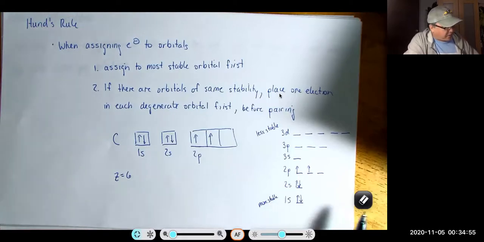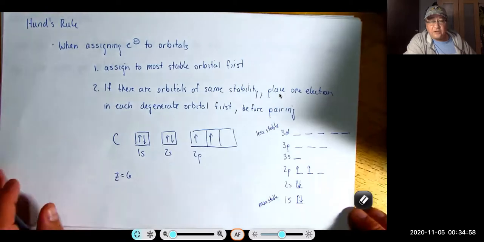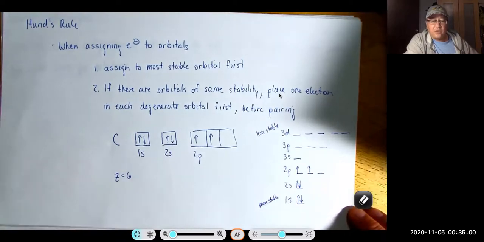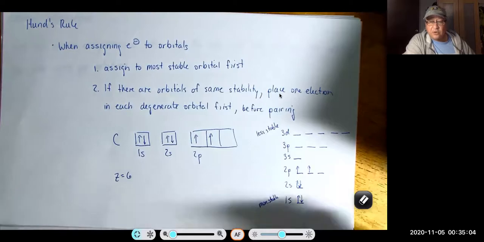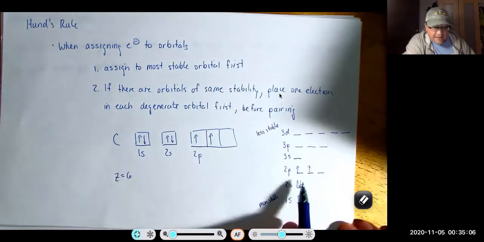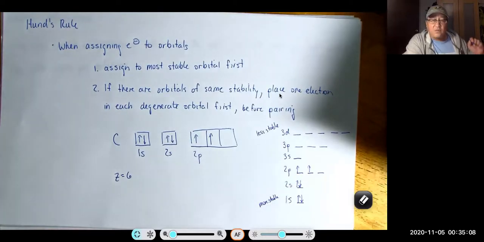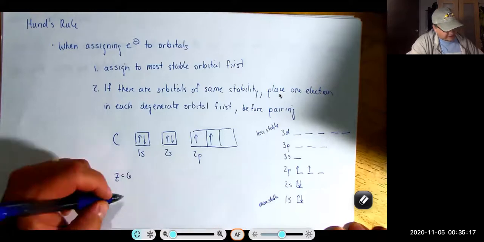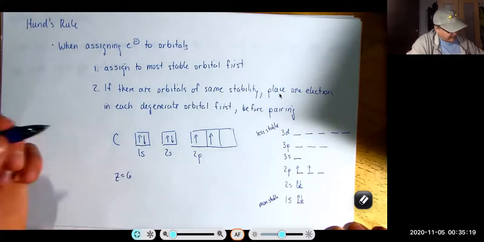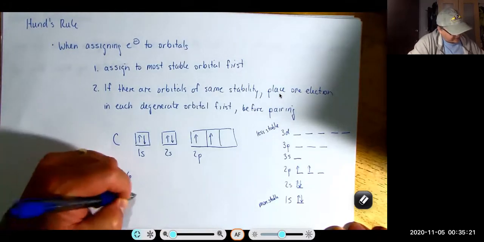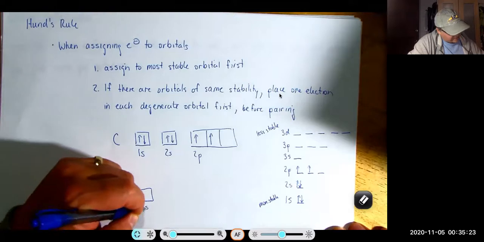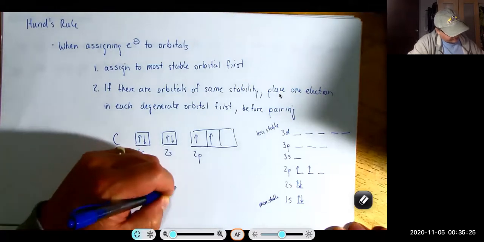So that's part of Hund's rule: not only do you place electrons in the more stable orbital first, but if you have degenerate orbitals, orbitals that are the same energy, you put one electron in one orbital at a time before pairing. So here, if we went to oxygen, which has 8 electrons, you would do this.